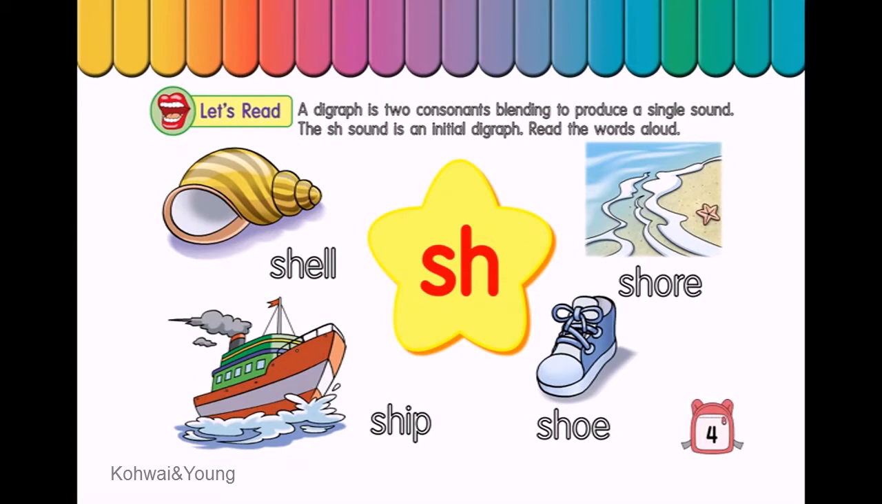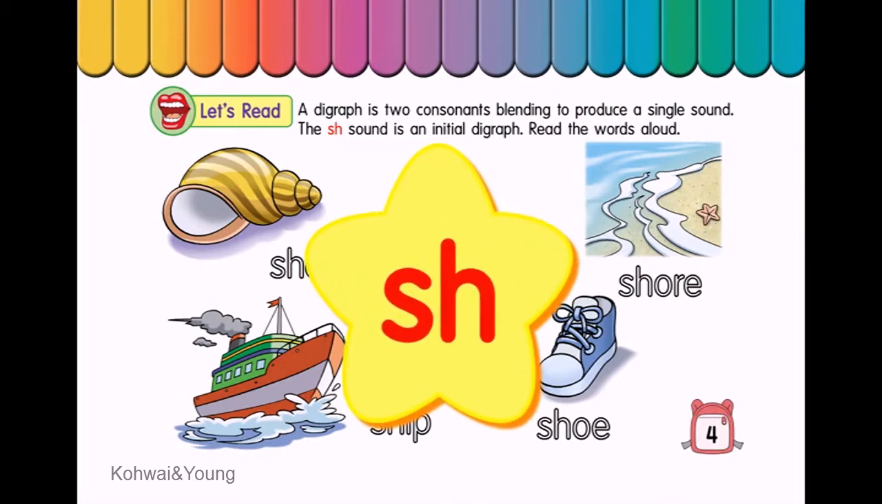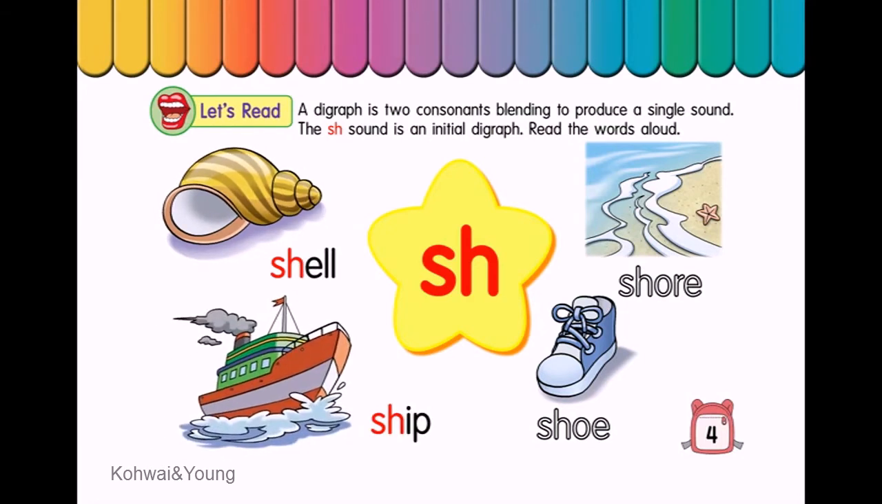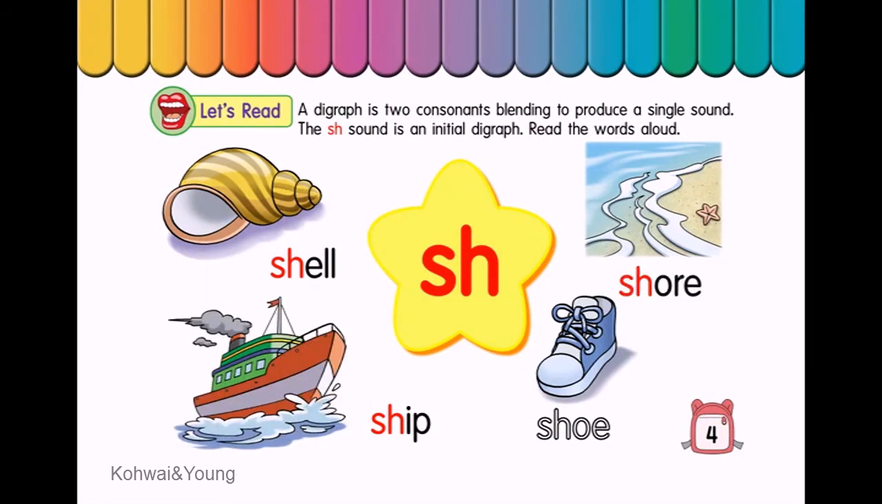Let's read. A digraph is two consonants blending to produce a single sound. The sh sound is an initial digraph. Read the words aloud. Sh, shell, ship, shore, shoe.